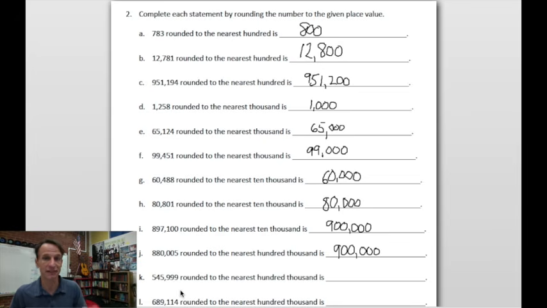545,999, and those nines there are kind of meant to throw you off and trick you into thinking, oh, well, I must be rounding up because we got all these nines. But look at it. What's our lower point in that mental vertical number line? 500,000s we have. That's 100,000 more. 600,000. Midpoint, 550,000.